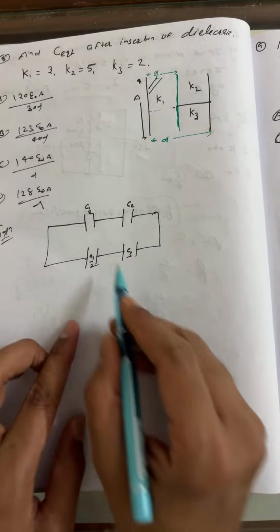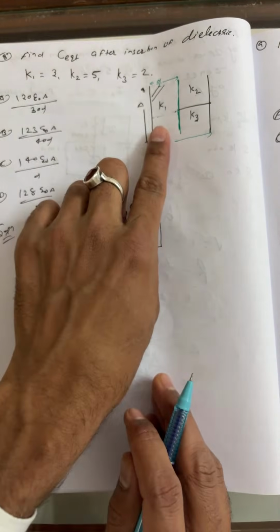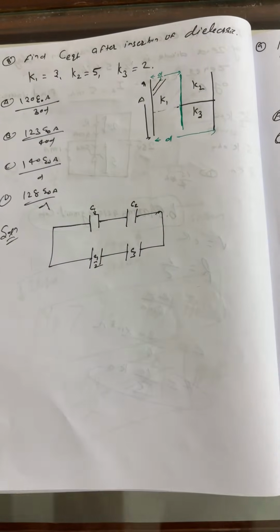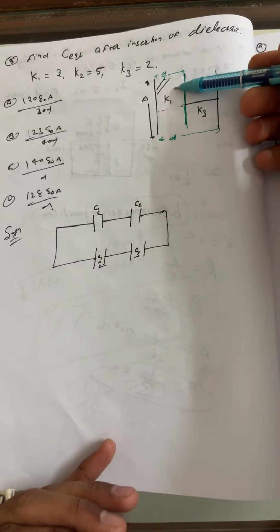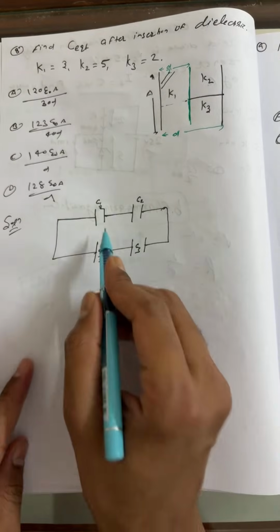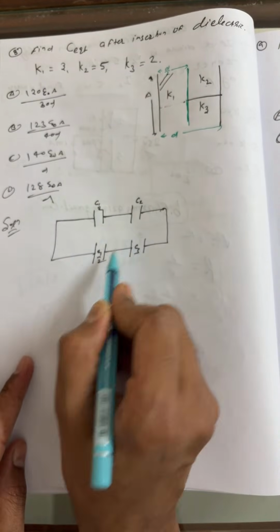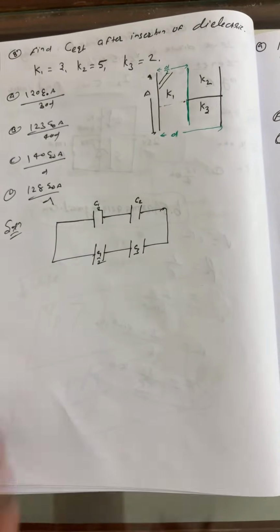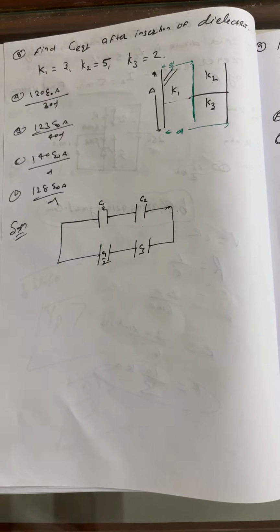Now beta, I can see this is C1 by 2, beta. This is K1. For my own convenience, I divide it into parts. C1 by 2, this is C1 by 2, beta. This is C2, this is C3. Now students, what you can see, these two are in series, these two are in series. Finally, beta, what we can say, in parallel, right, students?